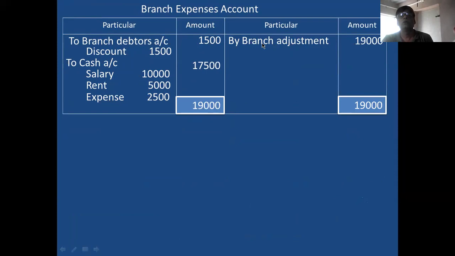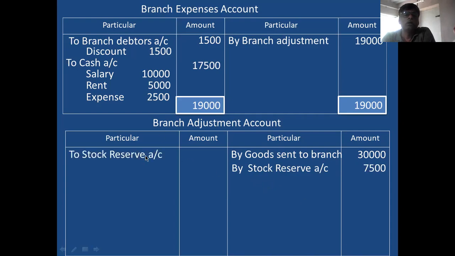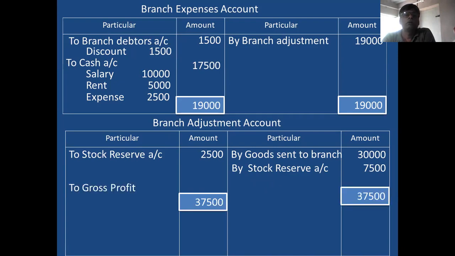Branch adjustment account. In the branch adjustment account, you have to remove the loading. First, the loading on goods sent to branch is 30,000 to 1,20,000 into 25 by 100. To stock reserve, loading on opening stock 7,500. Then next, loading on closing stock 2,500. 10,000 is there. Return is not in the problem. The problem is over. Close the account.